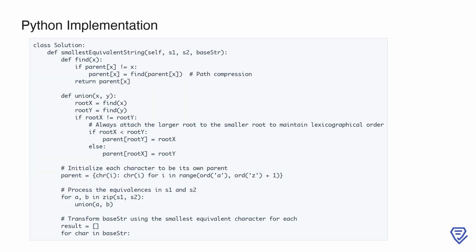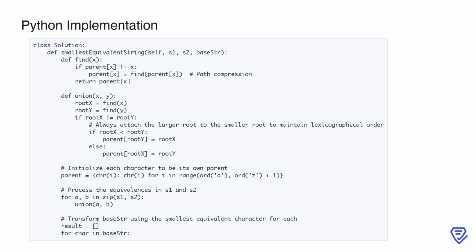Here, we are implementing the function smallest equivalent string, which takes three inputs, S1, S2, and base str. The goal is to determine the lexicographically smallest equivalent string based on the equivalences defined by S1 and S2. To achieve this, we use a union find data structure. First, we define a helper function find that performs path compression. This function ensures that we can efficiently find the root or parent of any character. Next, the union function is defined to merge two equivalence classes. It attaches the larger root to the smaller root to maintain lexicographical order.